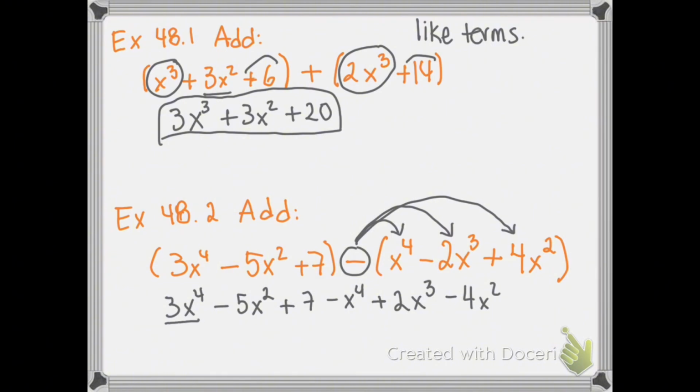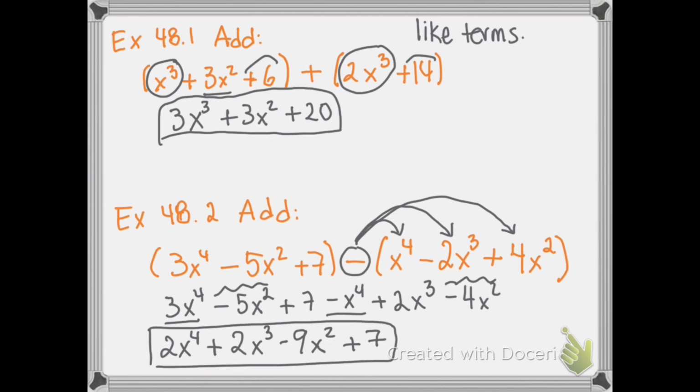So 3x^4 minus x^4 is 2x^4. Then we don't have x^3 on the first one, but we have on the second one. So we'll just write it as it is. Then we have the negative 5x^2 minus 4x^2, which is minus 9x squared. And finally, we have the 7, and that would be our answer.